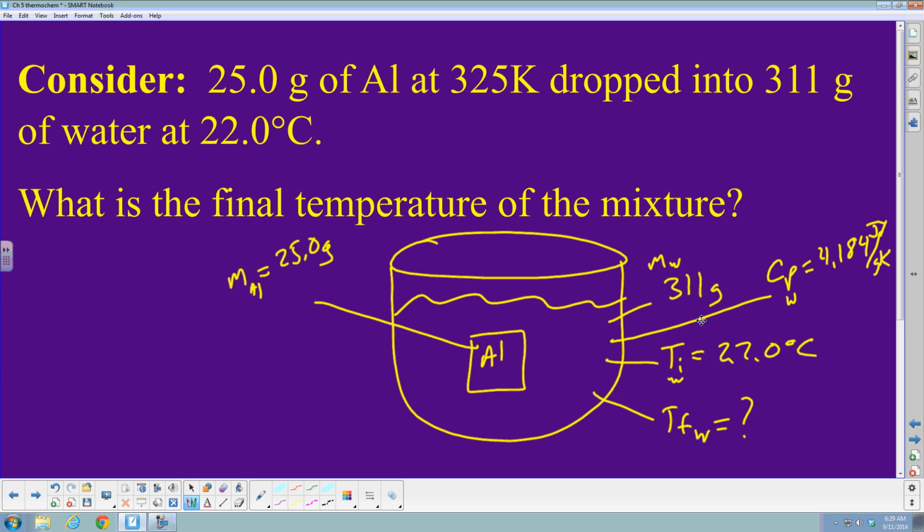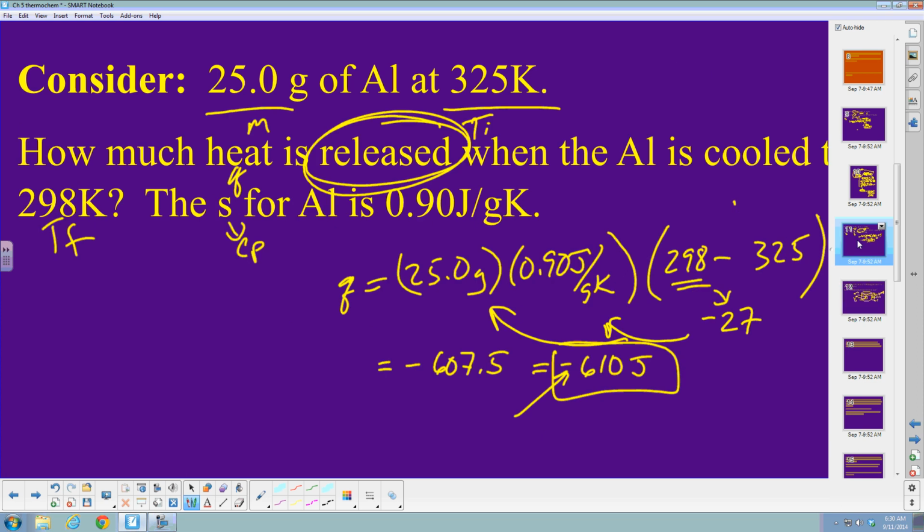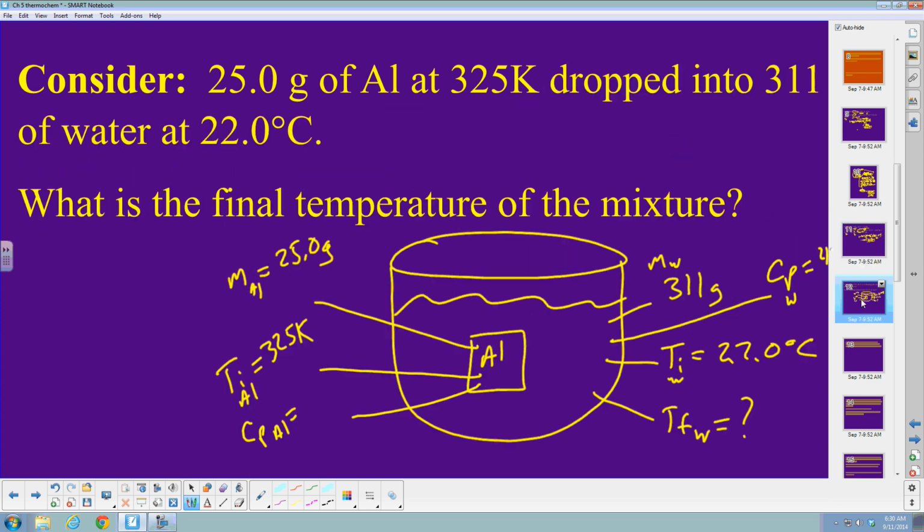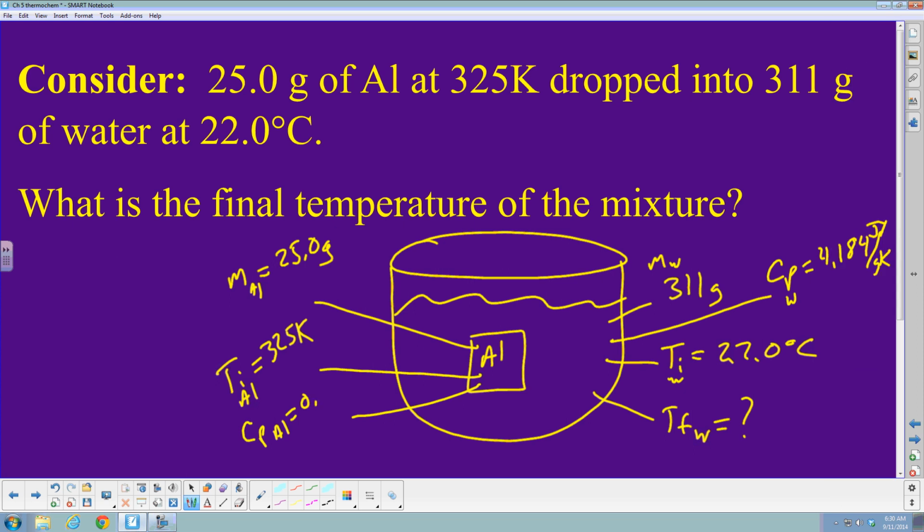What else do we know? It has a T. So what is that? Is that an initial temperature or a final temperature? Well, that is the initial temperature of my aluminum. So that's 325 Kelvin. And I do know the C sub P for aluminum. What did we say from that last question? Let's check it out, make sure we're right. I think it's 0.90, right? So here we go. Aluminum, 0.90. Okay, good. So we know that this is equal to 0.90 joules per gram Kelvin.